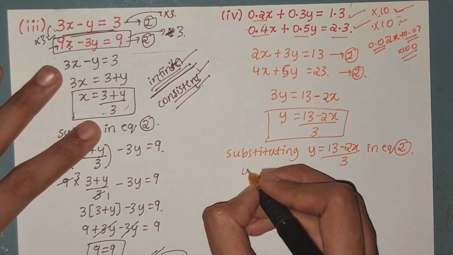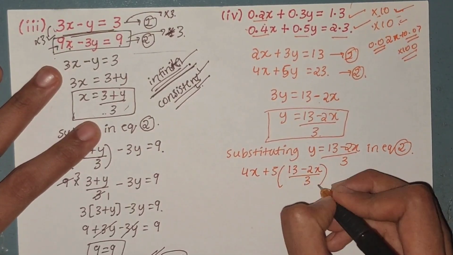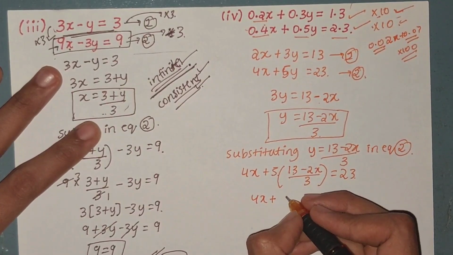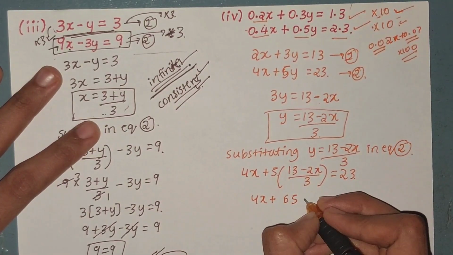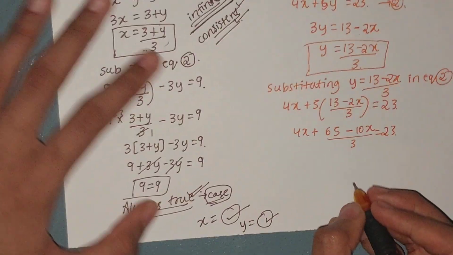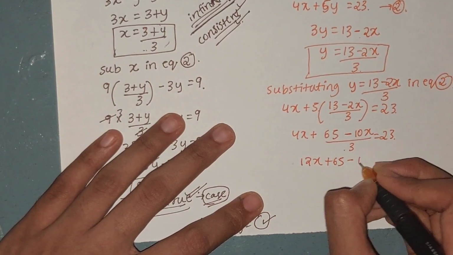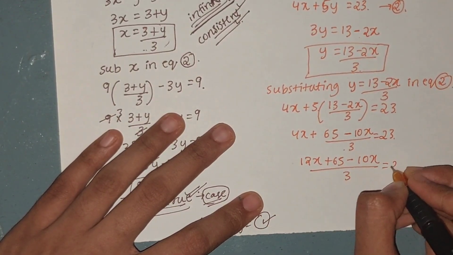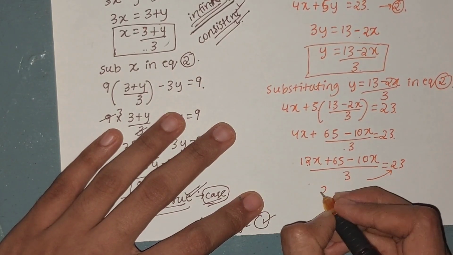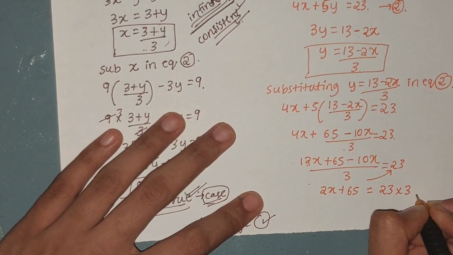So 4x plus 5 into 13 minus 2x by 3 is equal to 23. So 4x plus 5 into 13 will give you 65, minus 2 fives are 10x by 3 is equal to 23. Now multiply here, 3 fours are 12x plus 65 minus 10x by 3 is equal to 23. Send this here and solve it here. 12x minus 10x will give you 2x plus 65 is equal to 23 into 3.